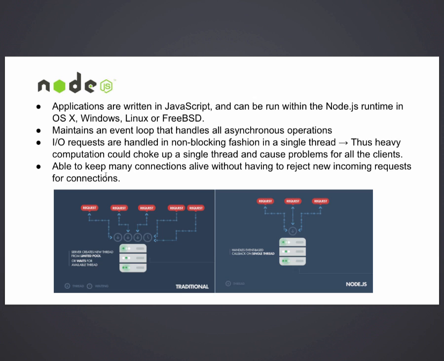So this is the framework comparison between the traditional server and Node.js. Under a traditional server, you have a lot of requests, let's say 1, 2, 3, 4, 5 requests, and then they have multiple threads that try to handle these requests. But for Node.js, it only has one thread and it handles every single request asynchronously. So that is what Node.js does.